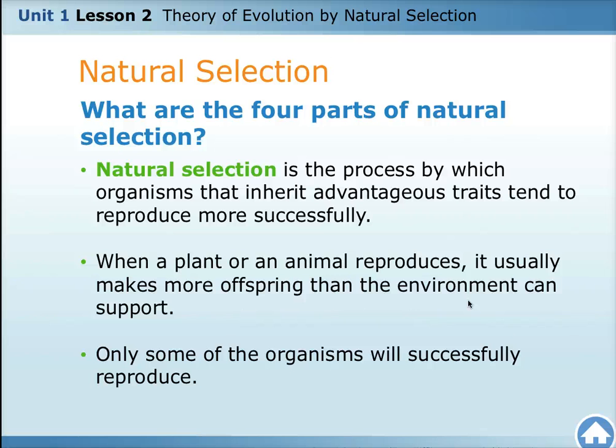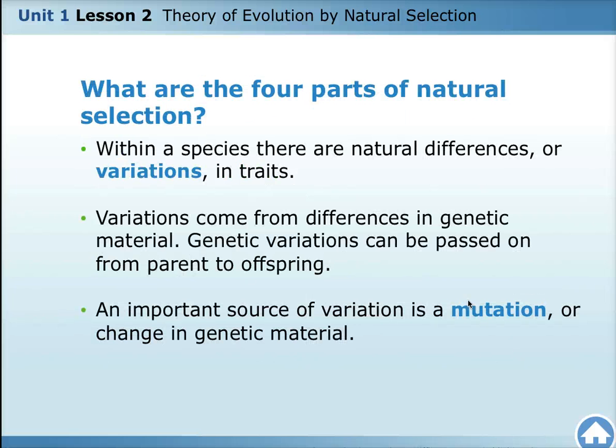So we're going to look at the 4 parts of natural selection. I'm on page 20 in your textbook. Natural selection is the process by which organisms that inherit advantageous traits tend to reproduce more successfully. When a plant or animal reproduces, it usually makes more offspring than the environment can support. Therefore, only some of the organisms will successfully reproduce. So we're going to look at the 4 parts of natural selection.